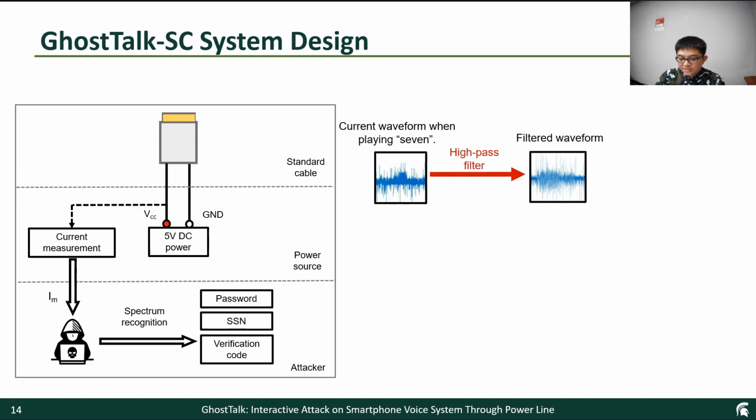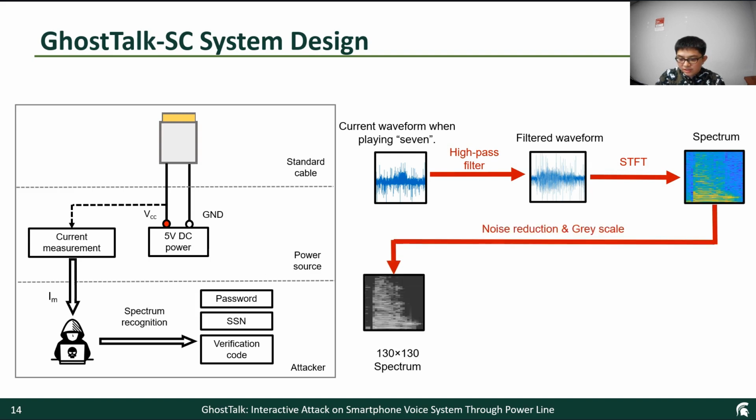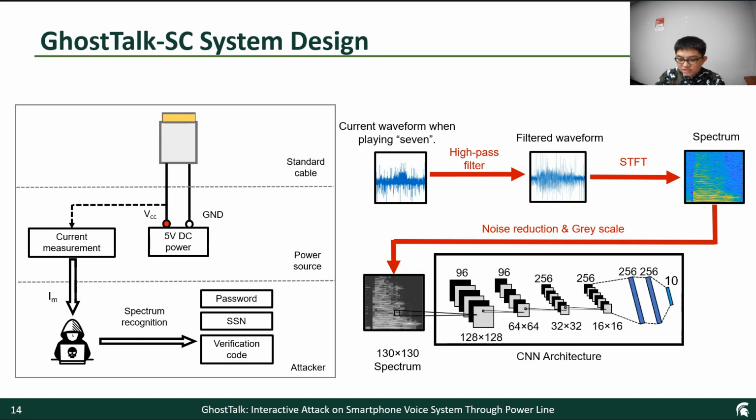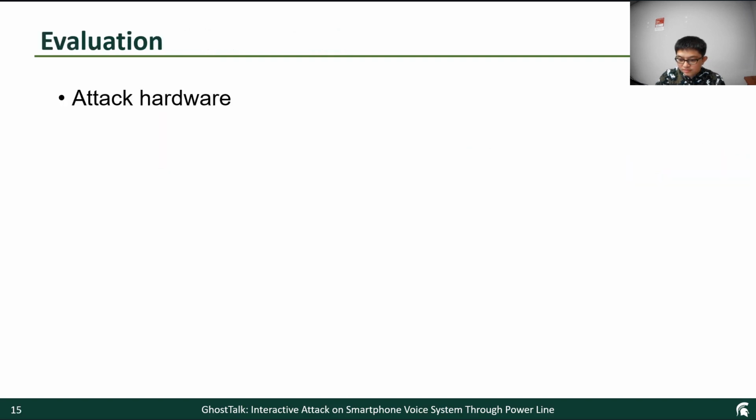We use STFT to get a spectrogram image and denoise it, and it will work as the CNN input. Our network is inspired by the AlexNet architecture and trained with a public spoken digit dataset. Finally, the model will output the prediction of spoken digits.